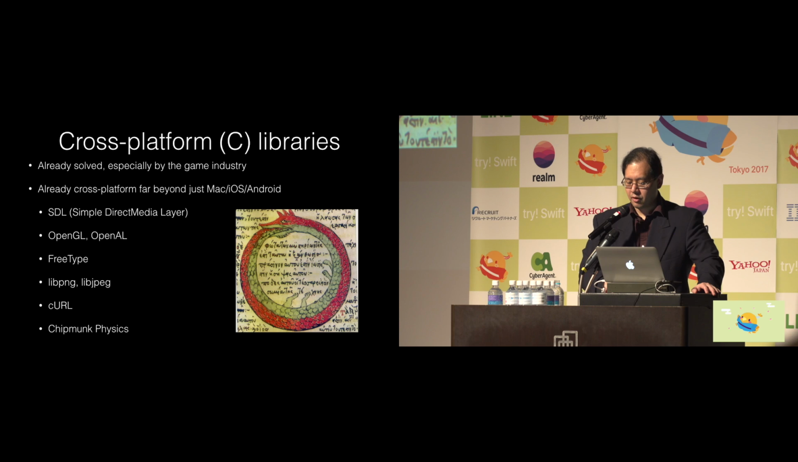So moving beyond pure native Android, let's look at cross-platform libraries. Again, there's nothing new here. This has been solved many times over. Developers have been doing cross-platform for decades, especially by the video game industry. Basically, there's a C library for everything. And if there's a C library, we can use it with Swift. Here's a list of some of the usual suspects. SDL, OpenGL, OpenAL, FreeType does fonts, libpng and libjpeg for your image needs, curl for networking. Chipmunk even provides a physics engine in pure C.